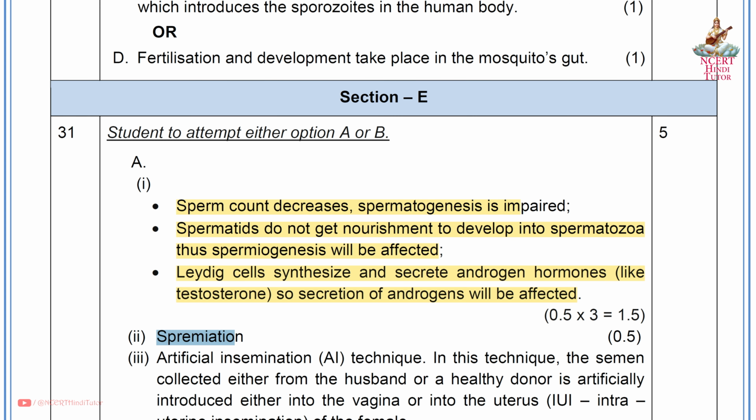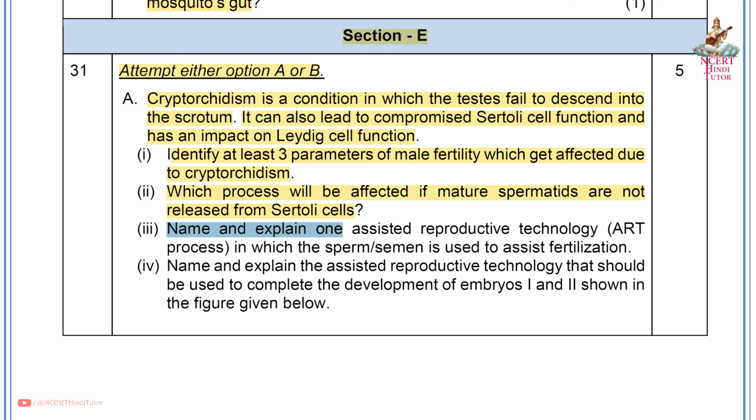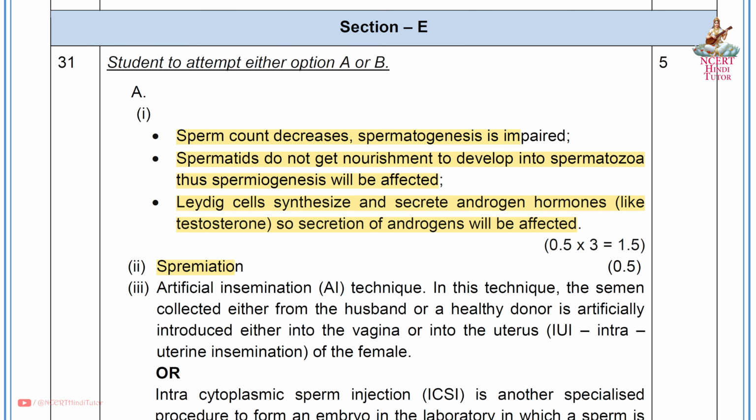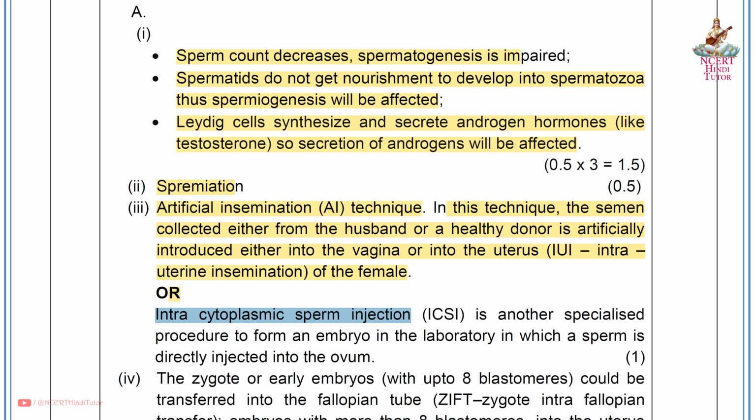Answer: spermiation. Third, name and explain one assisted reproductive technology, ART, process in which the sperm or semen is used to assist fertilization. Answer: artificial insemination, AI technique. In this technique, the semen collected either from the husband or a healthy donor is artificially introduced either into the vagina or into the uterus, IUI, intrauterine insemination, of the female. Or intracytoplasmic sperm injection, ICSI, is another specialized procedure to form an embryo in the laboratory in which a sperm is directly injected into the ovum.